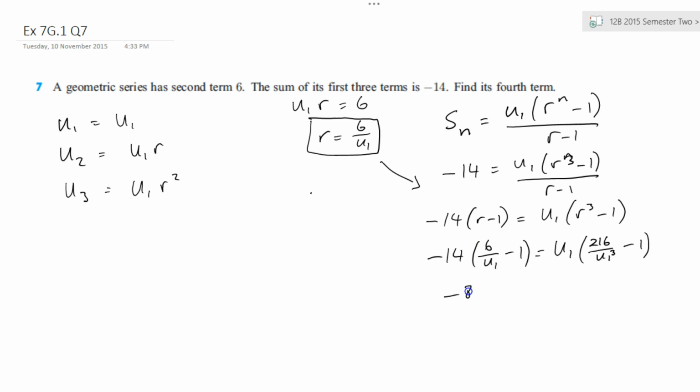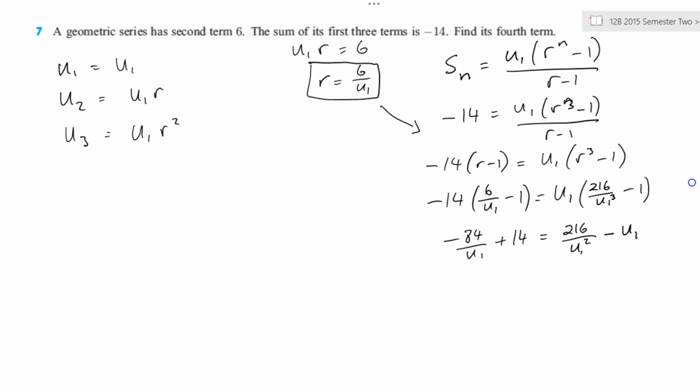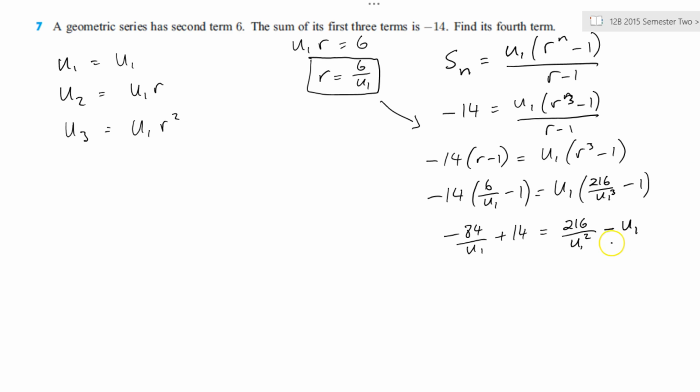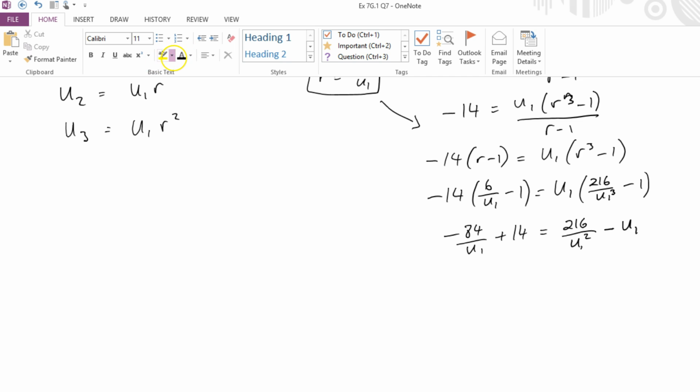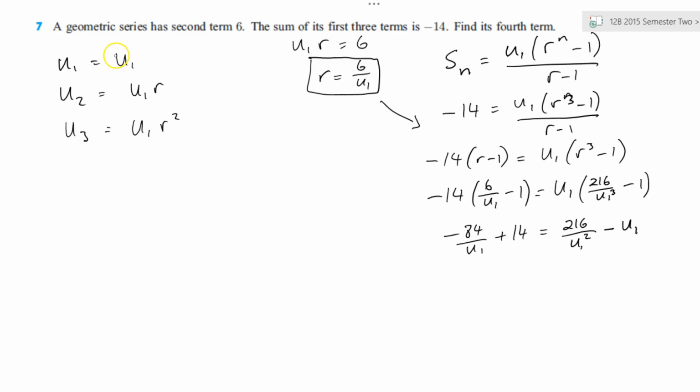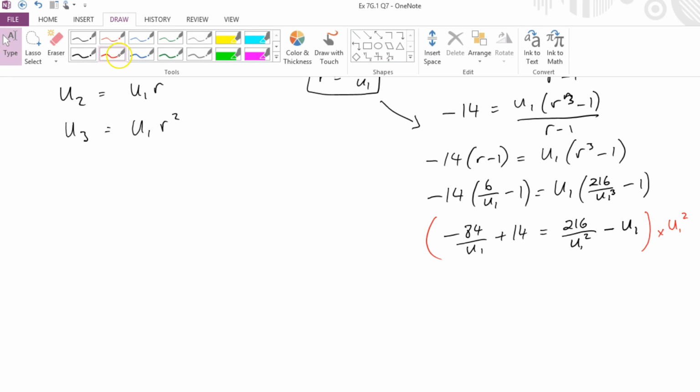So negative 84 over U1 plus 14 equals 216 over U1 squared, subtract U1. Okay, well, I don't like those denominators, so I'm going to multiply everything by U1 squared. That's going to give us a solvable equation.